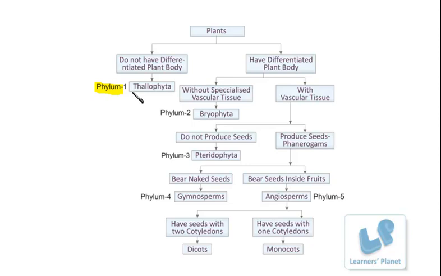So overall, depending upon the criteria that I have discussed with you, these plants are classified into 5 divisions. What are these 5 divisions? Number 1, it is Thallophyta, then it is Bryophyta, then comes the Pteridophyta, then Gymnosperms and Angiosperms. So all these 5 divisions are present here, and the criteria that we discussed is of course the one that I have just discussed with you.